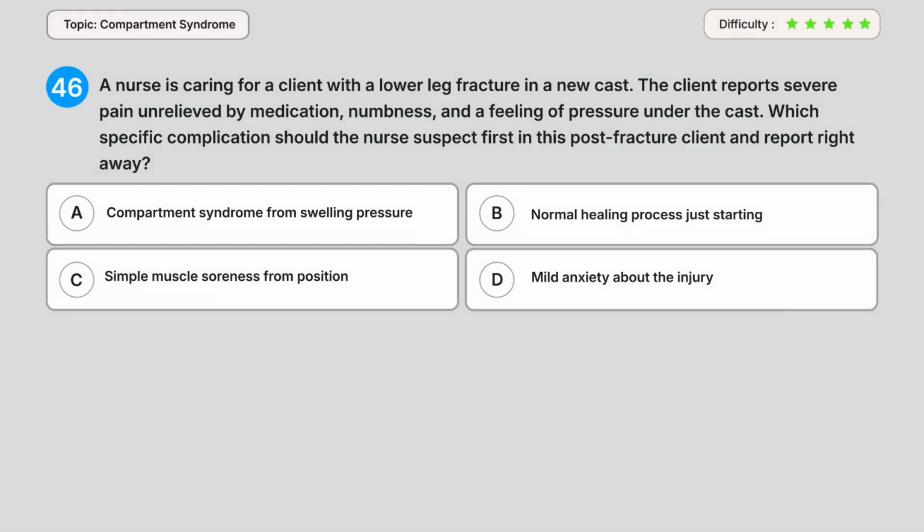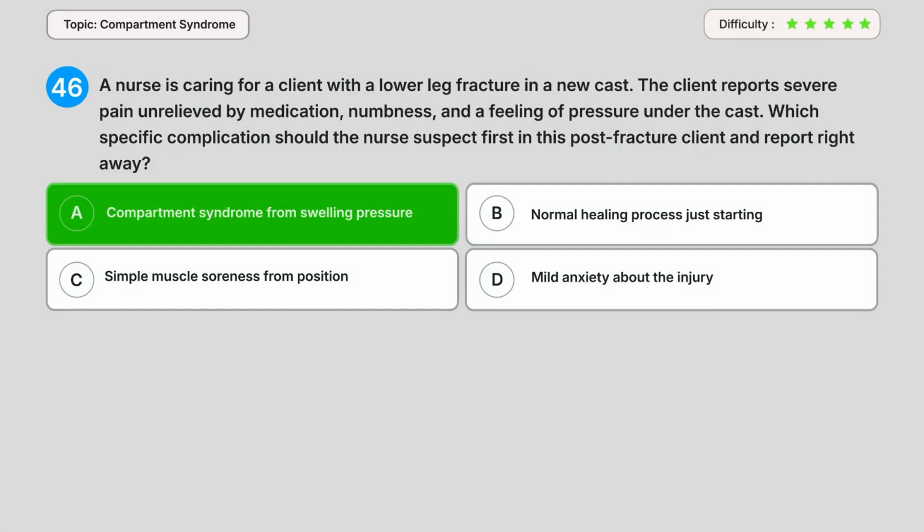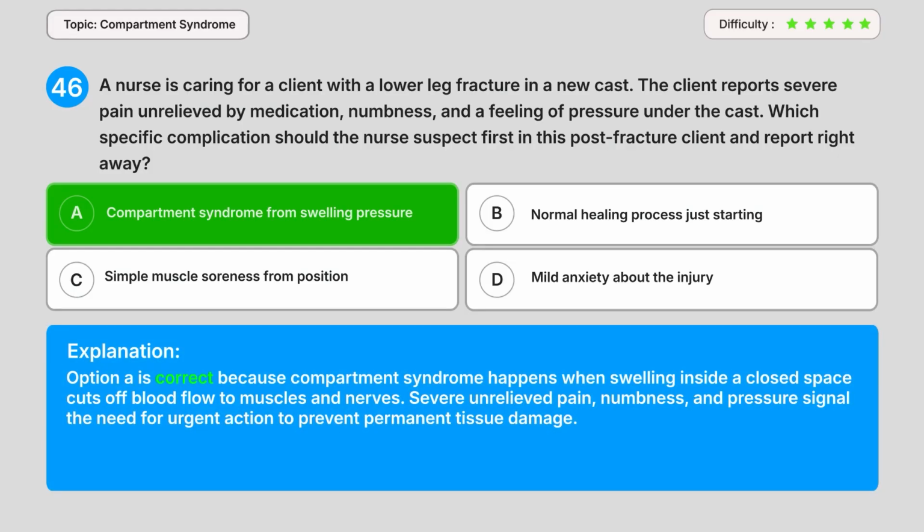Correct answer, A. Compartment syndrome from swelling pressure. Explanation. Option A is correct, because compartment syndrome happens when swelling inside a closed space cuts off blood flow to muscles and nerves. Severe unrelieved pain, numbness, and pressure signal the need for urgent action to prevent permanent tissue damage.